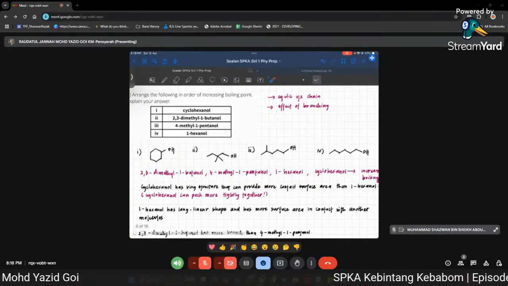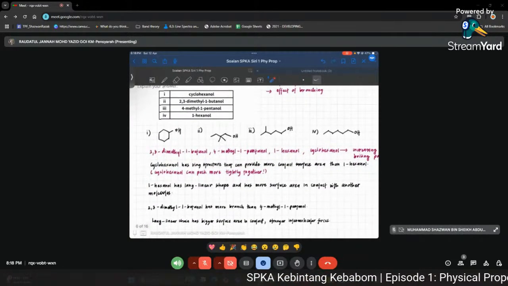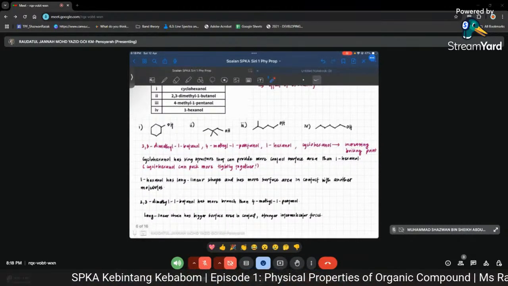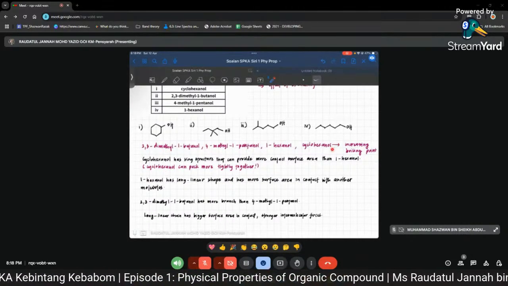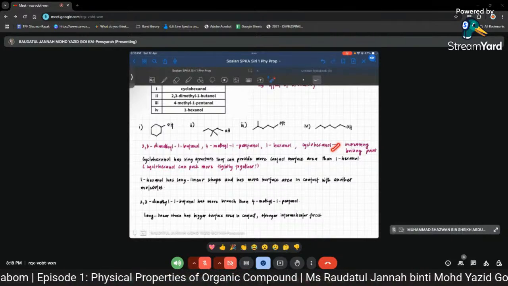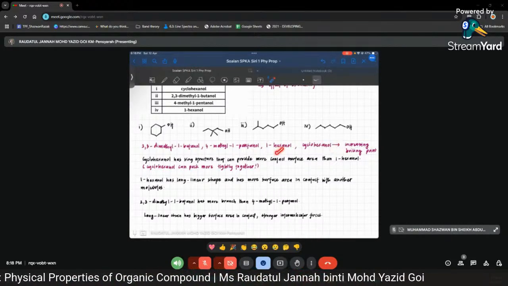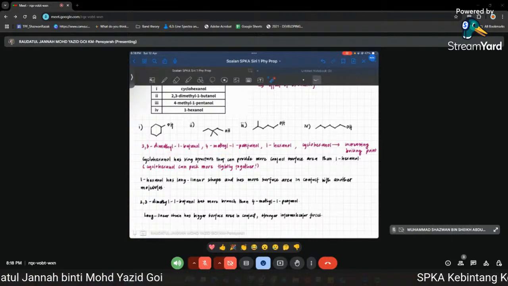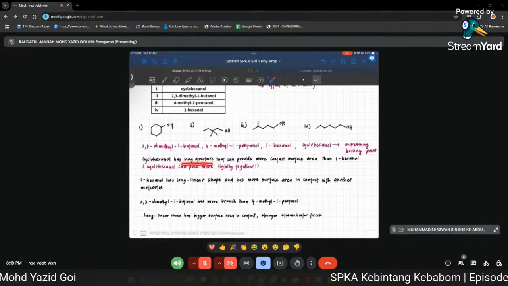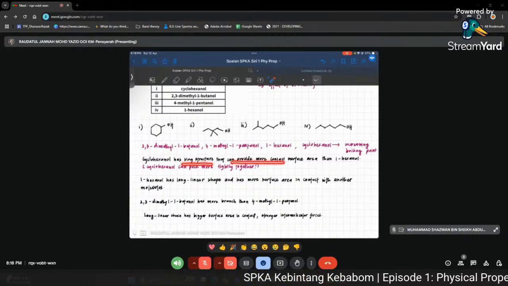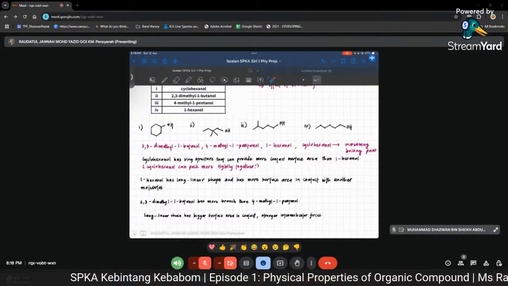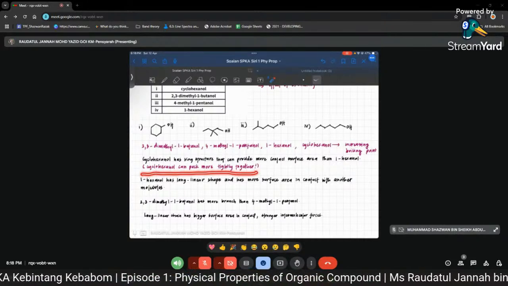So by this, that's why bila mana kita nak susun in terms of the order for increasing boiling point, we can say that cyclohexanol will have the highest boiling point, followed by 1-hexanol, 4-methyl 1-pentanol, and 2,3-dimethyl 1-butanol. Okay, and the reason why, sebab cyclohexanol has a ring structure, then can provide more contact surface area than 1-hexanol. Okay, sebab cyclohexanol can pack more tightly together.